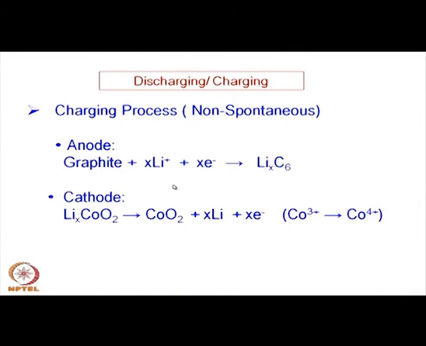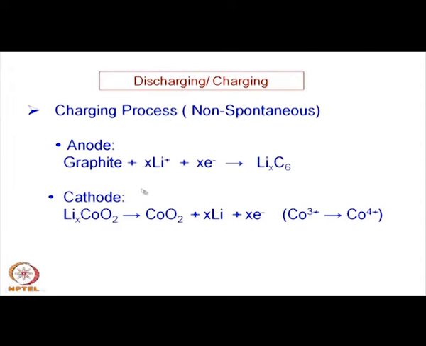Just the reverse will take place. This is non-spontaneous, which means you have to provide energy in the form of electrical energy from the outside. So, on the anode side, the reverse reaction takes place: graphite plus x Li plus absorbs the electron, and finally it converts back to LixC6. So, this is the charging process.